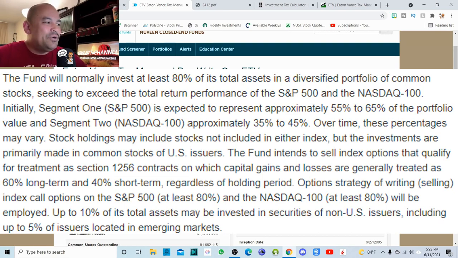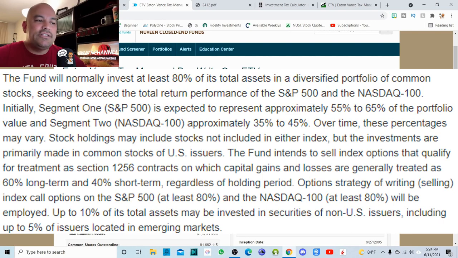Initially, segment one, the S&P 500, is expected to represent approximately 55 to 65% of the portfolio value. And segment two, the NASDAQ 100, approximately 35 to 45%. Over time, the percentages may vary. Stock holdings may include stocks not included in either index, but the investments are primarily made in common stocks of U.S. issuers. The fund intends to sell index options that qualify for treatment as Section 1256 contracts, on which capital gains and losses are generally treated as 60% long-term and 40% short-term, regardless of holding period.